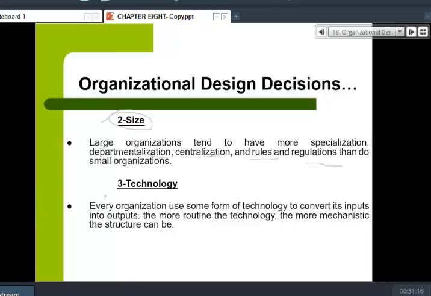The technology here: every organization uses some form of technology to convert its inputs into outputs. So here, the more routine the technology, the more mechanistic the structure could be. So the more a company uses technology, the more the structure of the organization can be expanded.